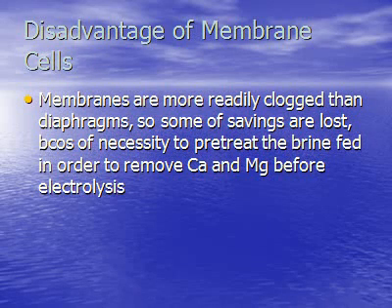Disadvantages of the membrane cell: membranes are more readily clogged than diaphragms. So many of the savings are lost because of the necessity to pre-treat the brine feed in order to remove calcium and magnesium before the electrolysis.